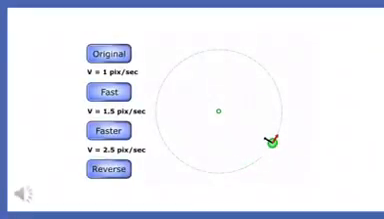The centripetal force needed for an object to move in a circle is determined by the object's velocity. The greater the velocity, the greater the force required to move at constant speed in a circle.